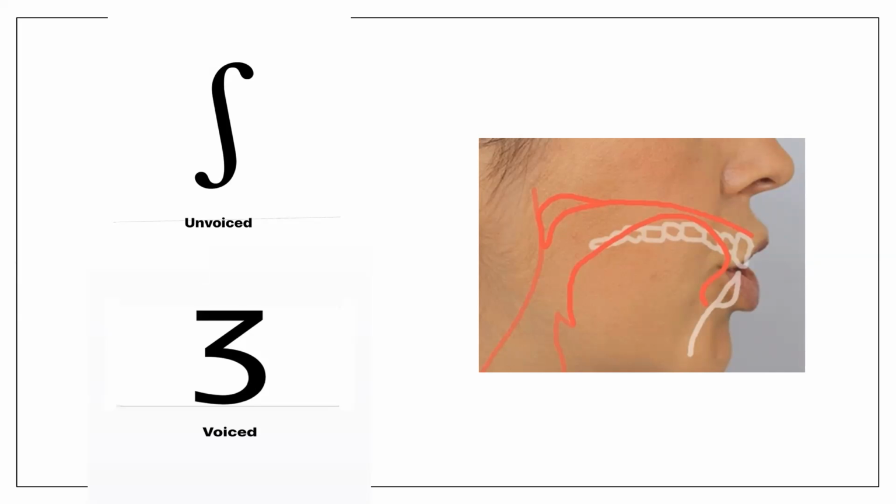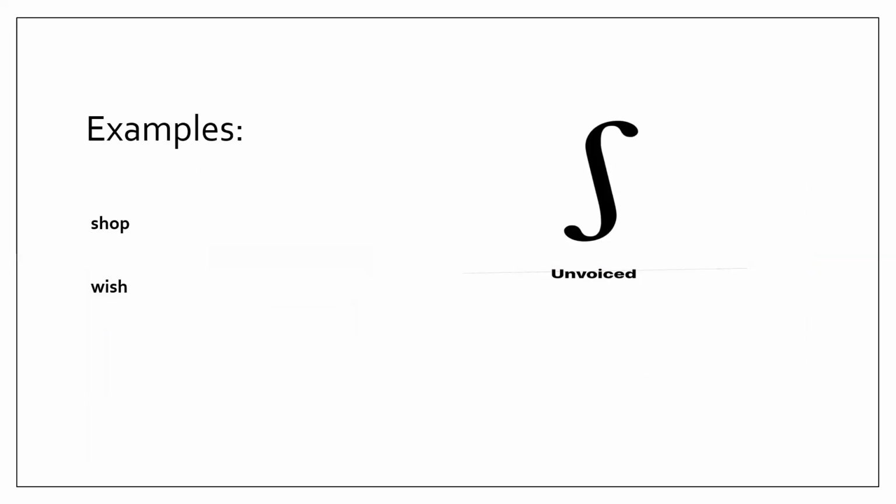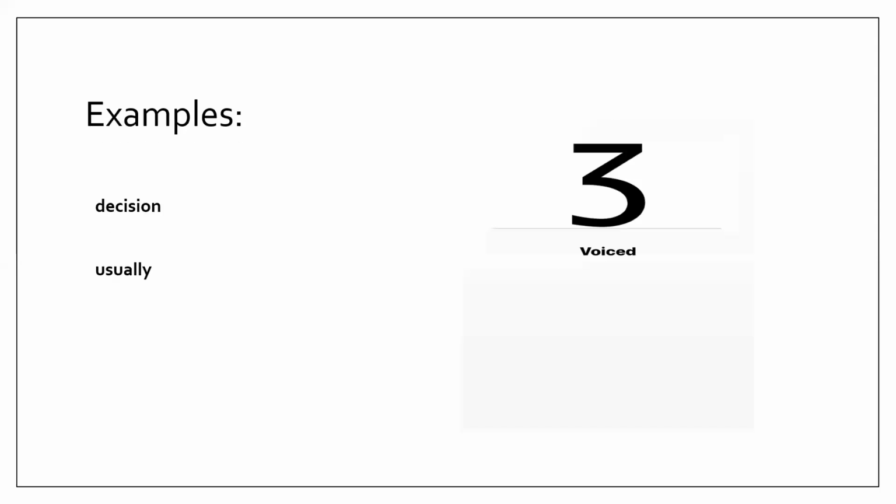Now we move to some examples. First is the sound sh. We have some examples here: shop and wish. With the second sound, we have decision and usually.